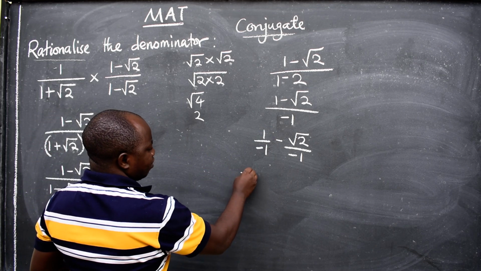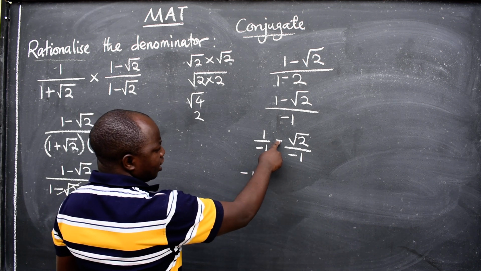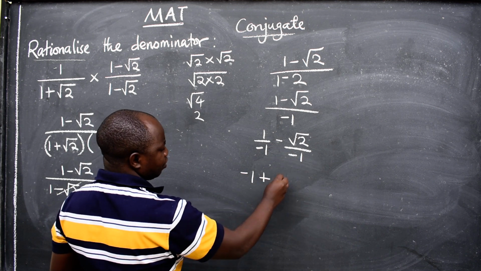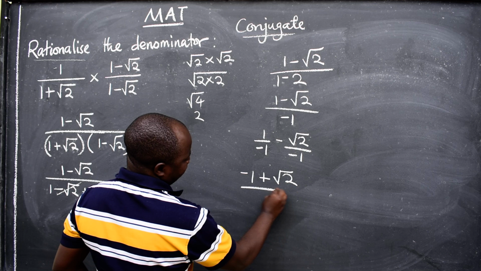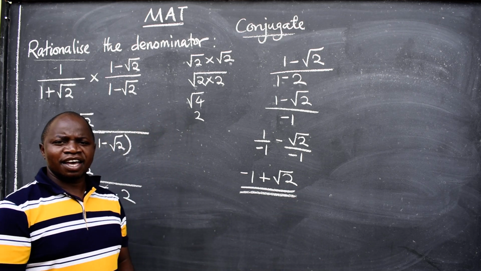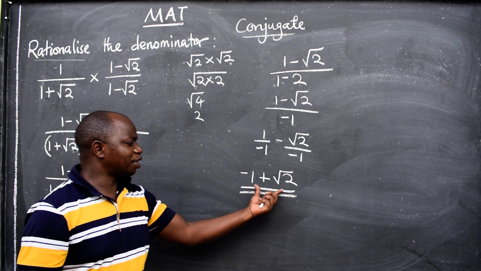This will give me negative 1. Negative negative is positive root 2. This is the answer. I have rationalized the denominator.